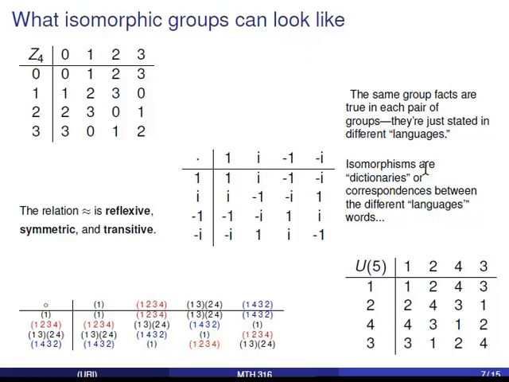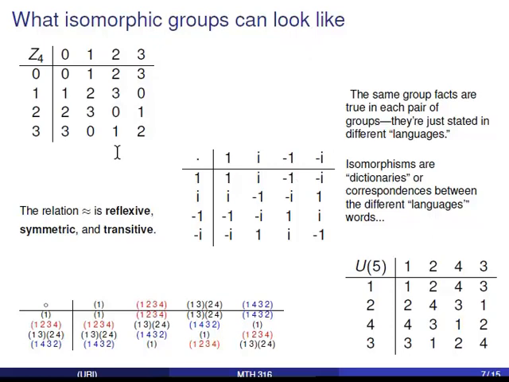Now, if you take a look at it, you'll convince yourself fairly quickly that this relation of isomorphism is reflexive, meaning that each group is isomorphic to itself. You can simply map each element to itself, and that's an isomorphism. The isomorphism relation is symmetric, meaning that if I can find an isomorphism from G to J, then I should be able to just turn it around and find an isomorphism from J back to G.